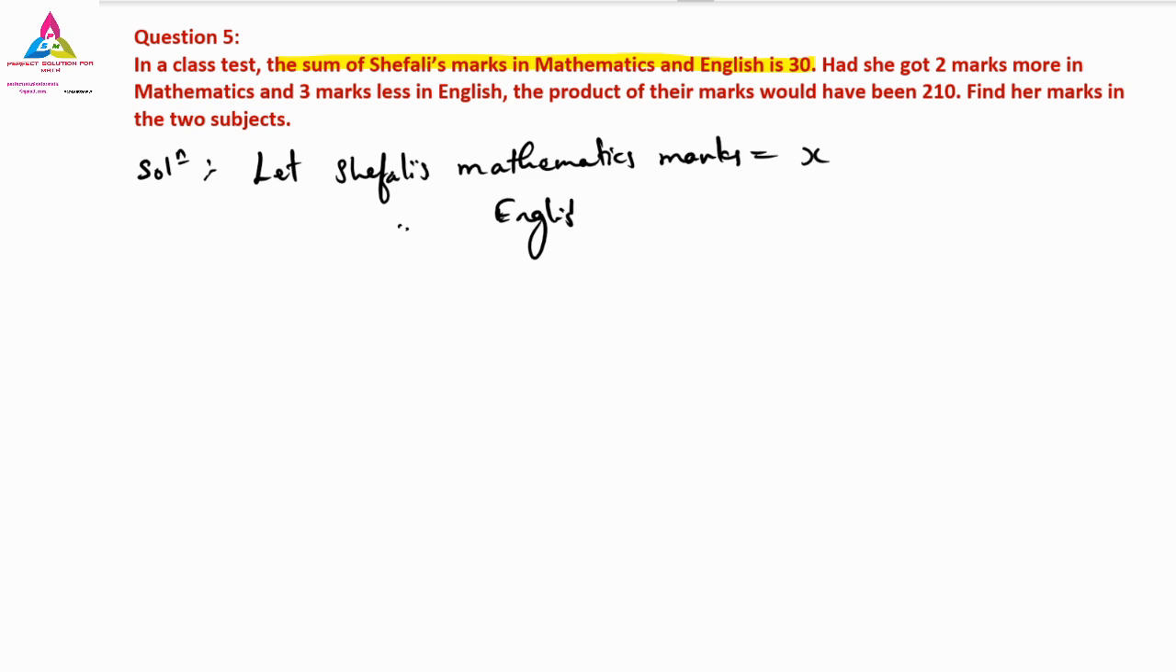Yes, we have to take any one of the marks as x and one more mark as y, because we have to solve by quadratic equation, so we have to keep only one variable. So first we will take, let Shefali's mathematics marks be equal to x. Similarly, we will take Shefali's other marks, that is English marks, because the two subjects are given. So English marks we are going to take as y.